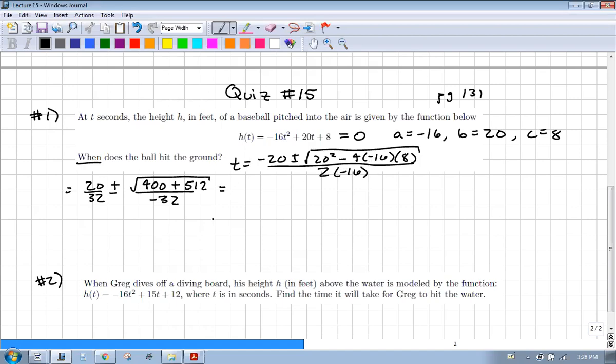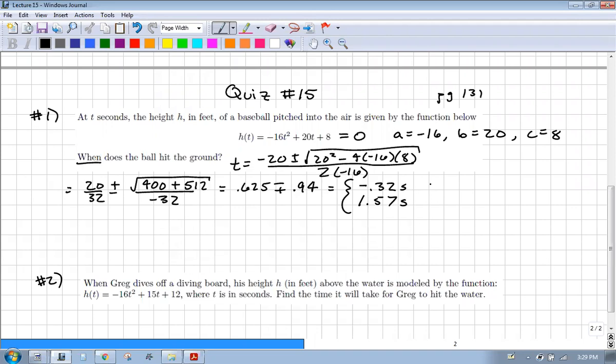So 20 divided by 32 is 0.625. The plus and a minus becomes a minus, and a minus minus becomes a plus, not that it makes any difference. So we have 400 plus 512, which is 912. We square root that and divide by 32, and we get 0.94. So 0.625 minus 0.94 is a negative 0.32, and 0.625 plus 0.94 is 1.57.